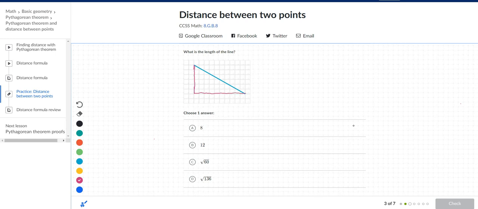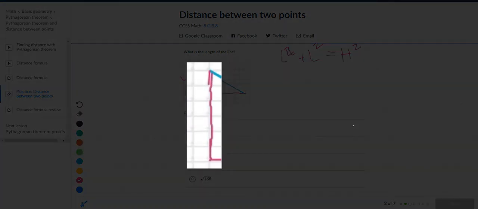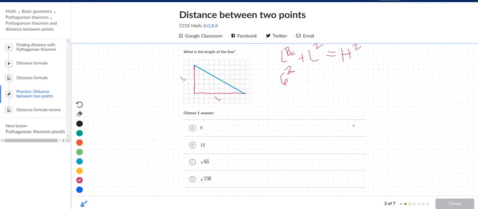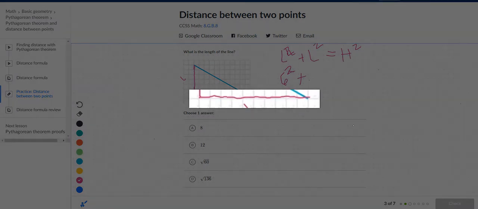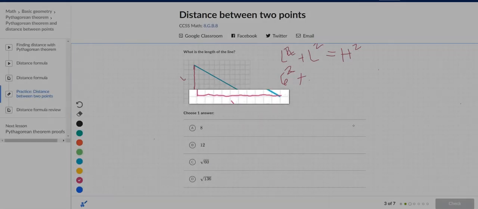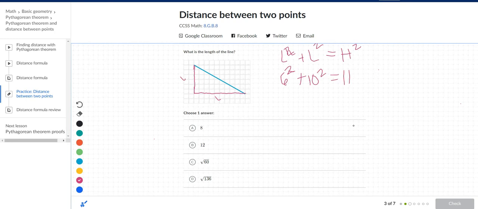Now you have to find out what your legs are. What's the distance between your legs? Another form of writing out the Pythagorean theorem is x squared plus x squared equals hypotenuse squared. Just another way. So leg 1, 2, 3, 4, 5, 6. We have 6 squared plus, if we count another one, 1, 2, 3, 4, 5, 6, 7, 8, 9, 10, 10 squared equals hypotenuse squared. So 36 plus 100.